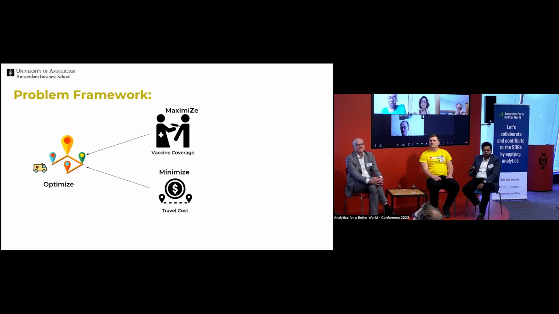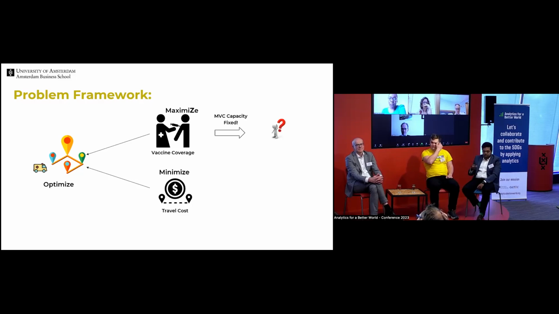Okay, so the framework. Since we have been talking about optimization, what we need to do is find an optimal route. But optimal in terms of what? We want to minimize the travel cost of these mobile clinics because it's really costly. But we also want to maximize vaccine coverage. That is, we want to get our mobile clinics to those populations that don't have access to vaccinations, so that we can vaccinate as many people as possible.